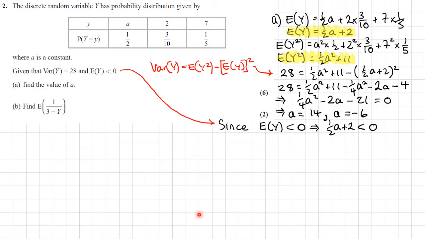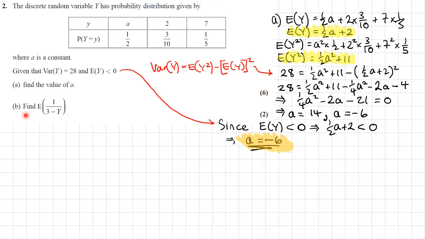Now, which one of these do we choose? Well, we were told here that the mean of y is less than 0. So if the mean of y is less than 0, which we've got here, 1/2 a plus 2 is less than 0. If a were 14, I would get 7 plus 2, 9, that's not less than 0. If a is negative 6, I would get minus 3 plus 2, which is less than 0. So therefore, a has to equal negative 6.